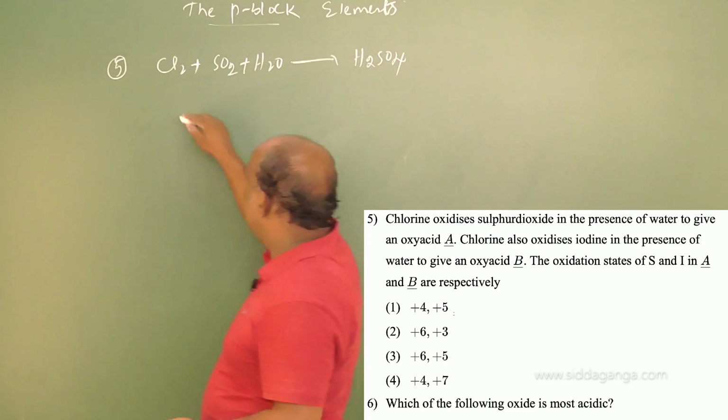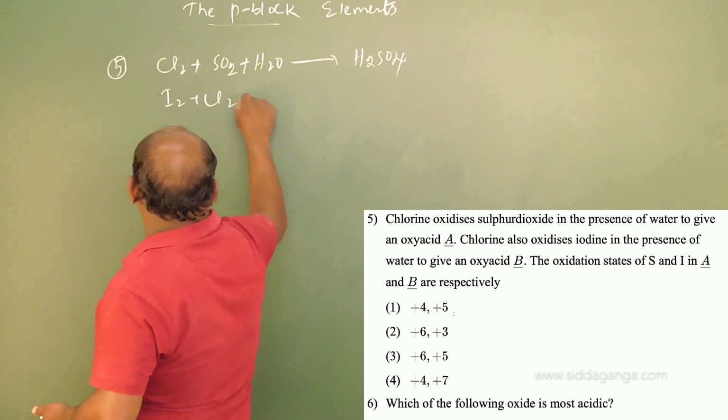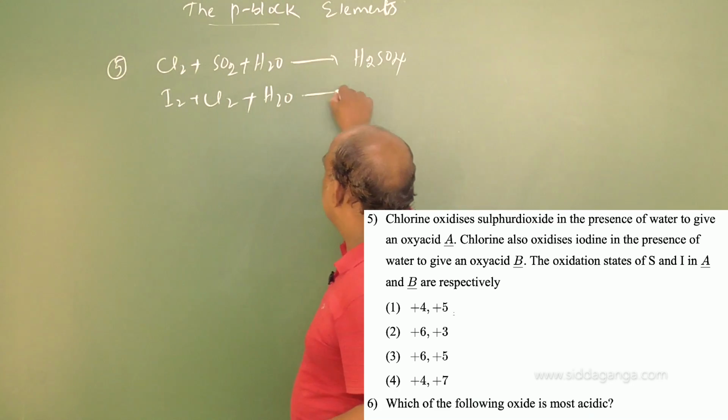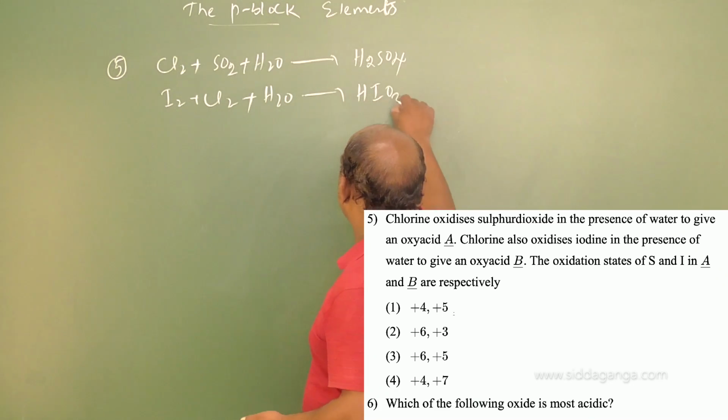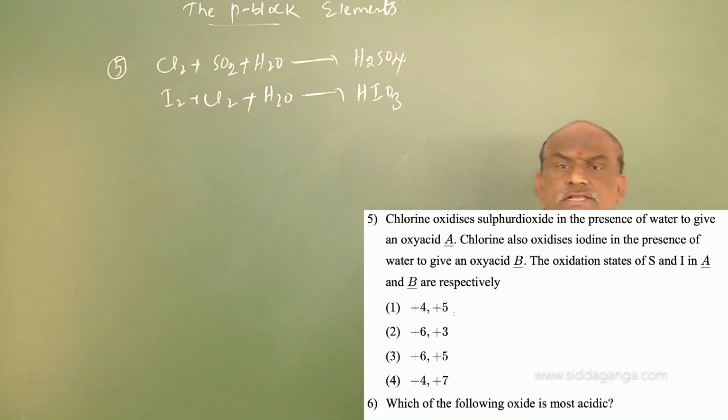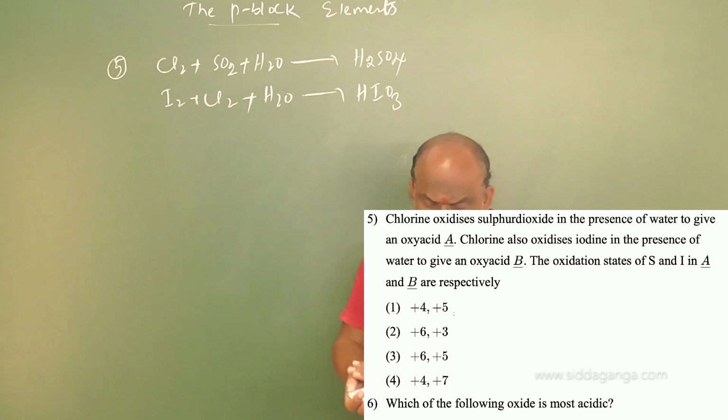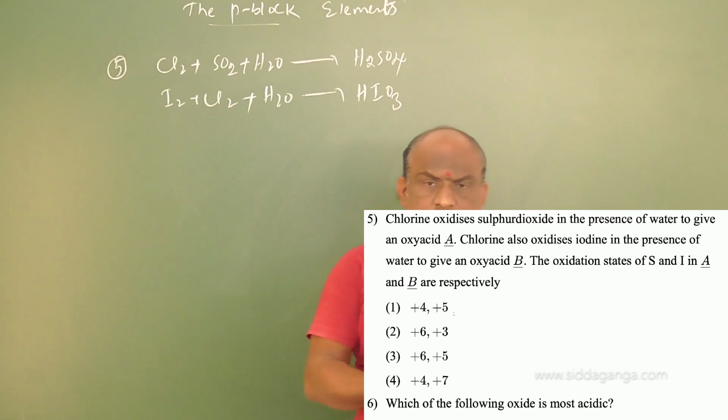And second example, I2 plus Cl2 plus H2O gives rise to HIO3. HIO3 is called iodic acid. One will be the sulfuric acid, the second one will be the iodic acid.